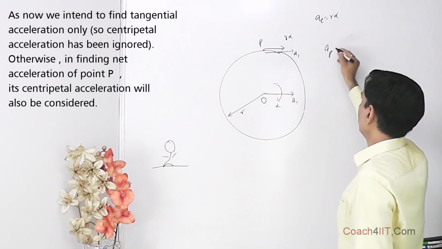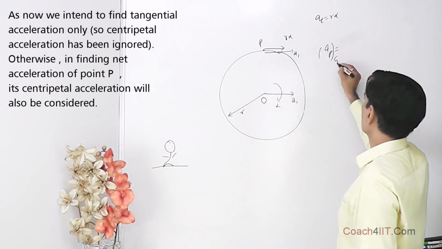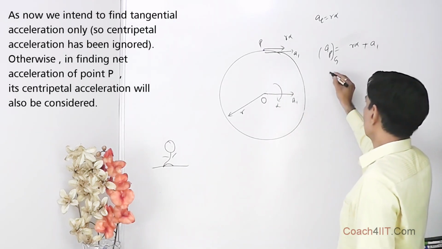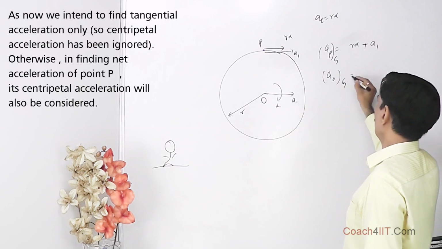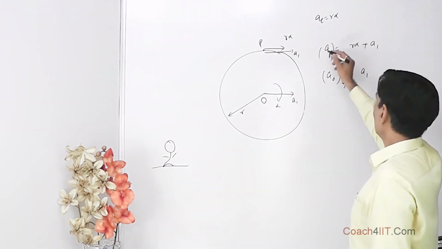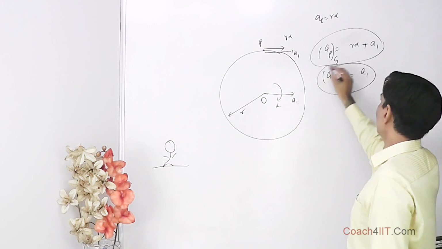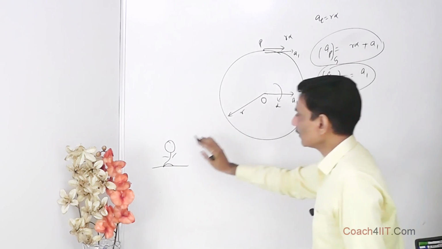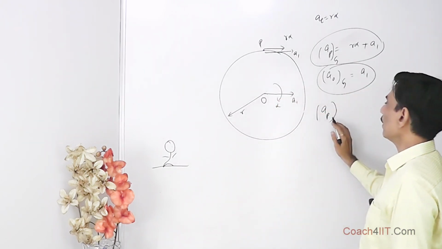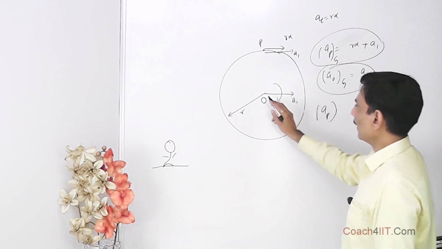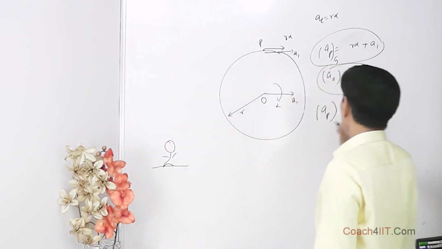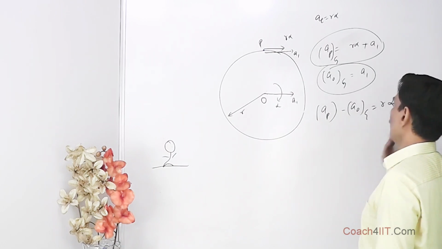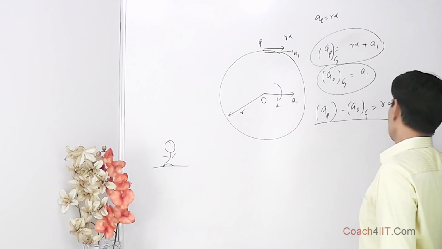So the net acceleration of point P as seen by a person on the ground is r alpha plus a1. And the net acceleration of O as seen by the ground is a1. If we subtract A_OG from A_P, the net accelerations seen by the ground, we obviously get r alpha only. This is an important result.